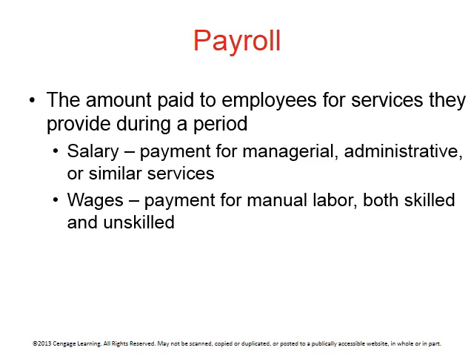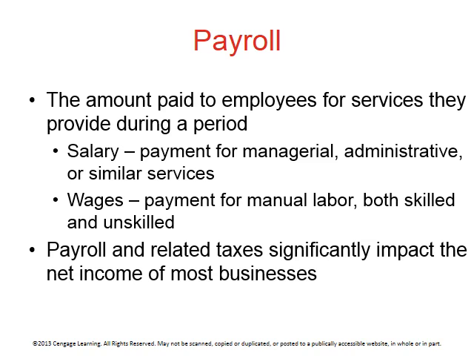And finally, payroll. Payroll is what we pay to the employees for doing something over a period. So two types of ways you can get paid. You can get salary or wages. Salary payment for management, administrative, wages for manual labor, skilled and unskilled. Payroll and taxes definitely impact the net income of a business because most businesses typically have people in some capacity that you're paying to do work. So when you have to pay people to do something, you have to recognize expense for the salary and wages that they earn.